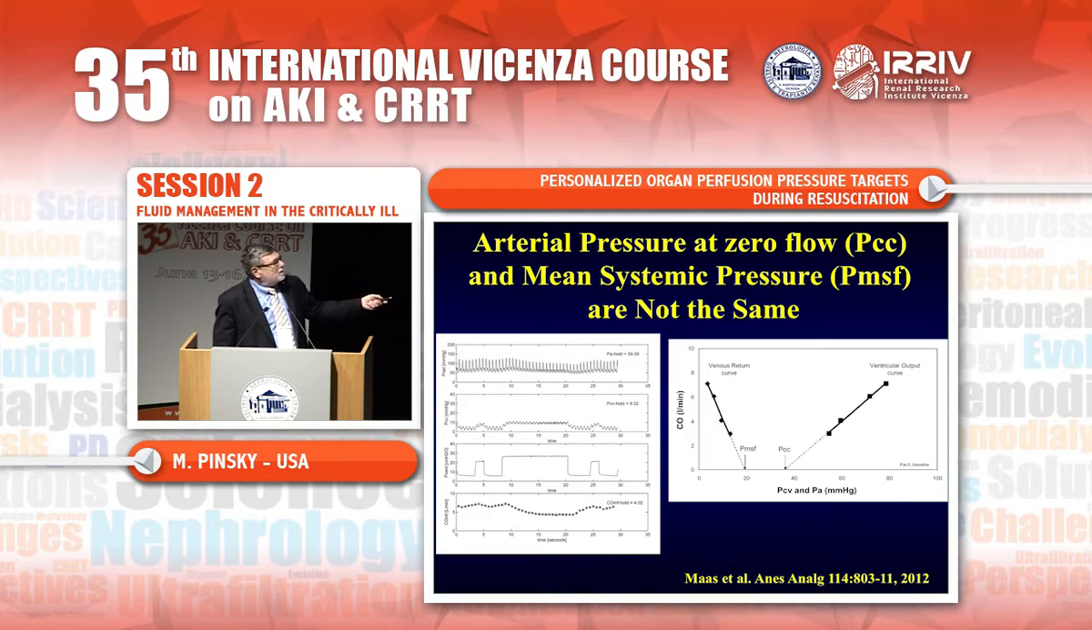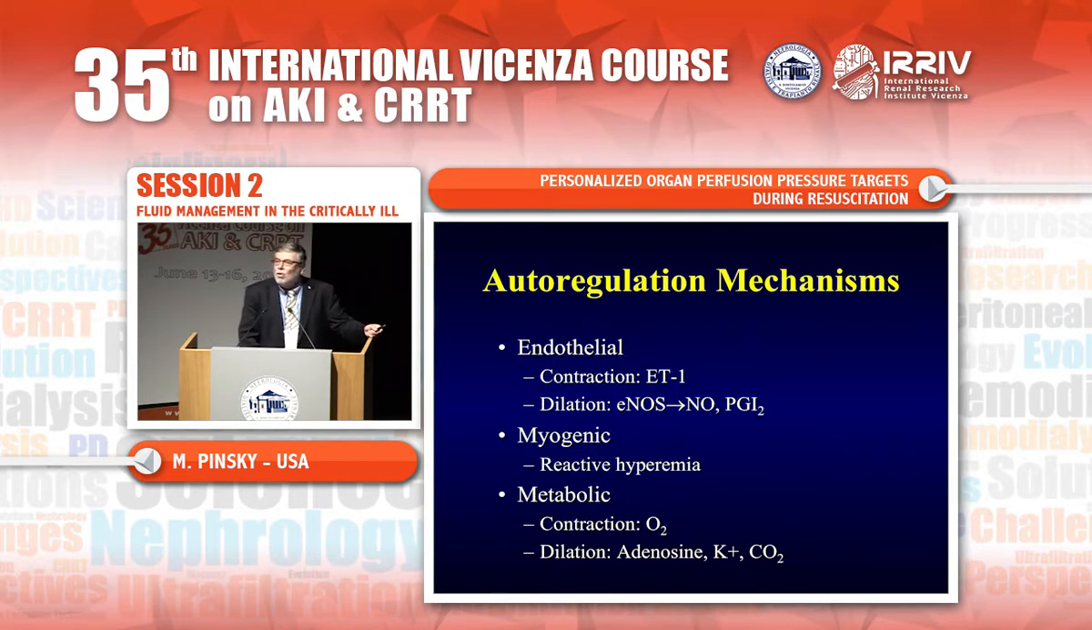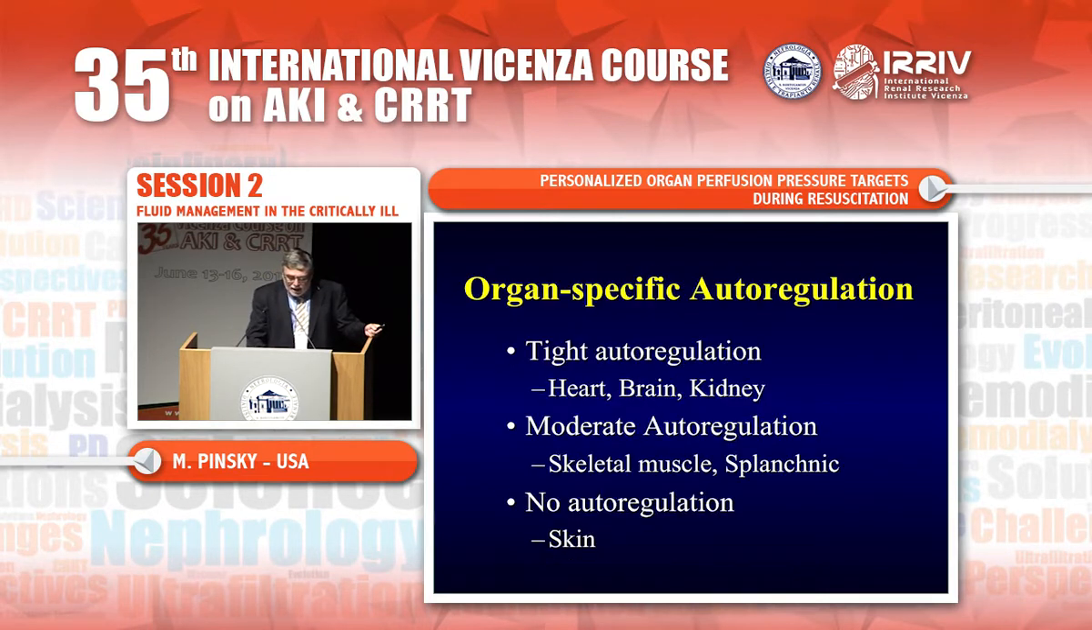This is the mean systemic pressure. This difference between them is the vascular waterfall, and it's due to a whole number of vasoactive substances that are activated. As it stands now, the organs that are the most tightly regulated are the heart, the brain, and the kidney. Moderately regulated would be the skeletal muscle and splanchnic circulation, and the skin has absolutely no autoregulation. It goes up and down relative to thermal control.